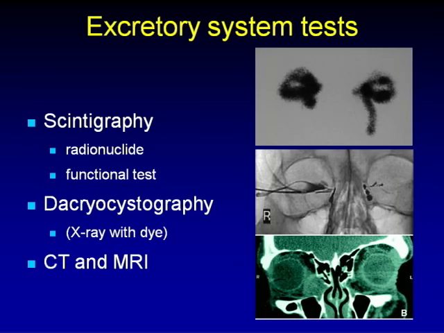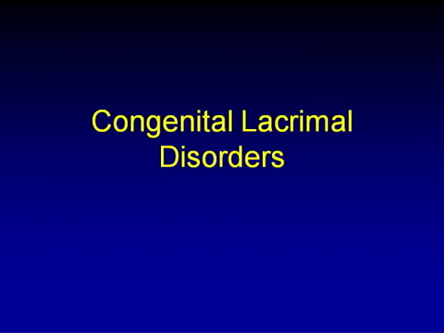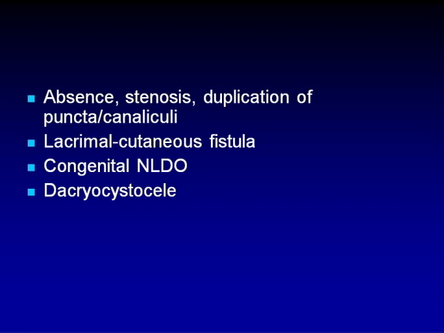I don't think they'll ask you about scintigraphy, which is basically a radionuclide test for a functional test of the nasolacrimal system. We don't do that. I've never seen one. Dacryocystography is just a plain film X-ray after you inject some radiosensitive dye. Well, we do obtain our CTs and MRIs to look at the lacrimal drainage system when there is an abnormality. I think the only things you need to know about congenital lacrimal disorders are congenital nasolacrimal duct obstruction and dacryocystocele.